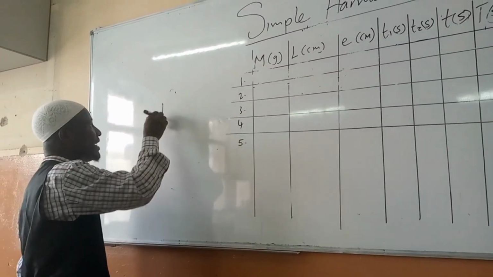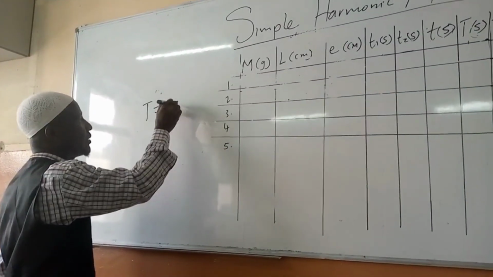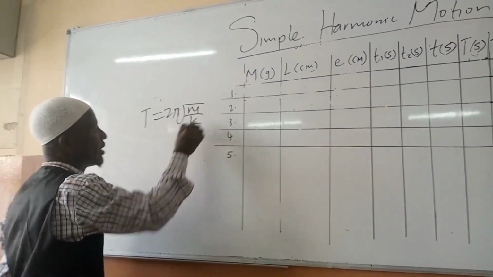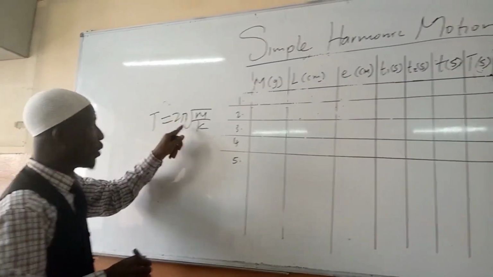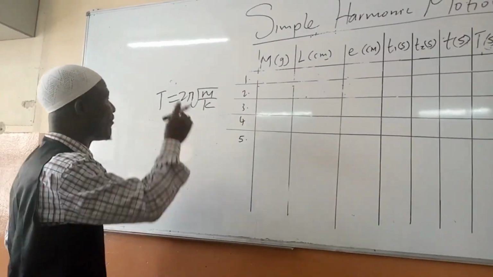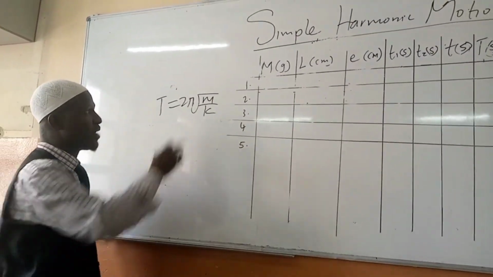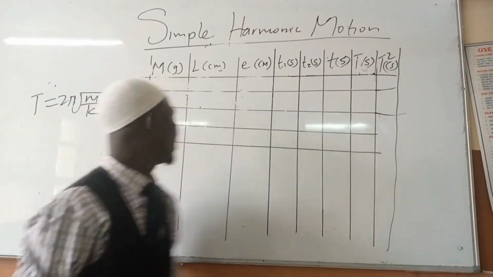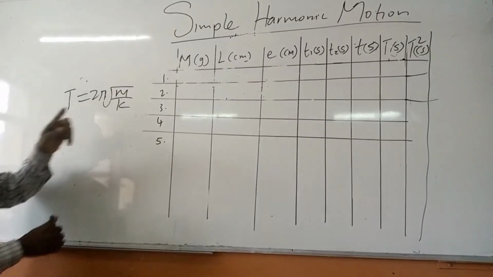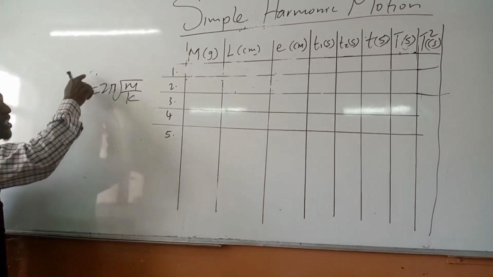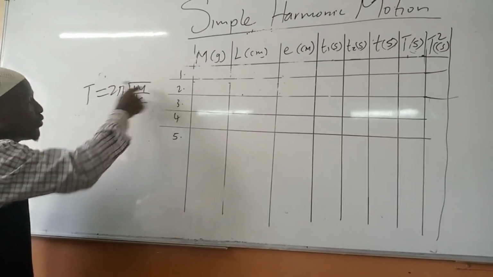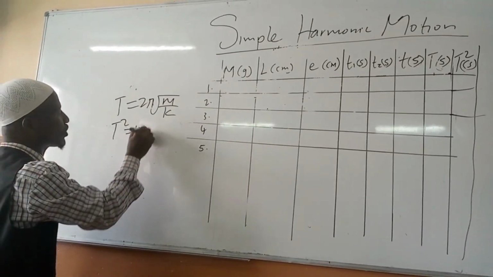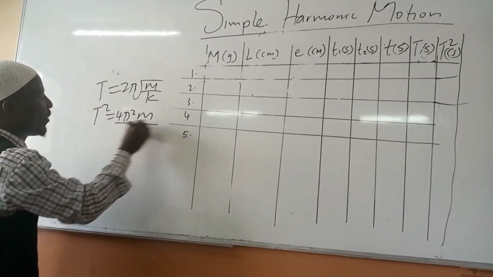In that case, we have T = 2π√(M/K). Now, in the table, we are going to have a column for T squared, and you have a column for mass already. Under the graph, they will ask you to plot T squared against M. So you find the means of getting T squared from here. T squared = 4π²M/K.